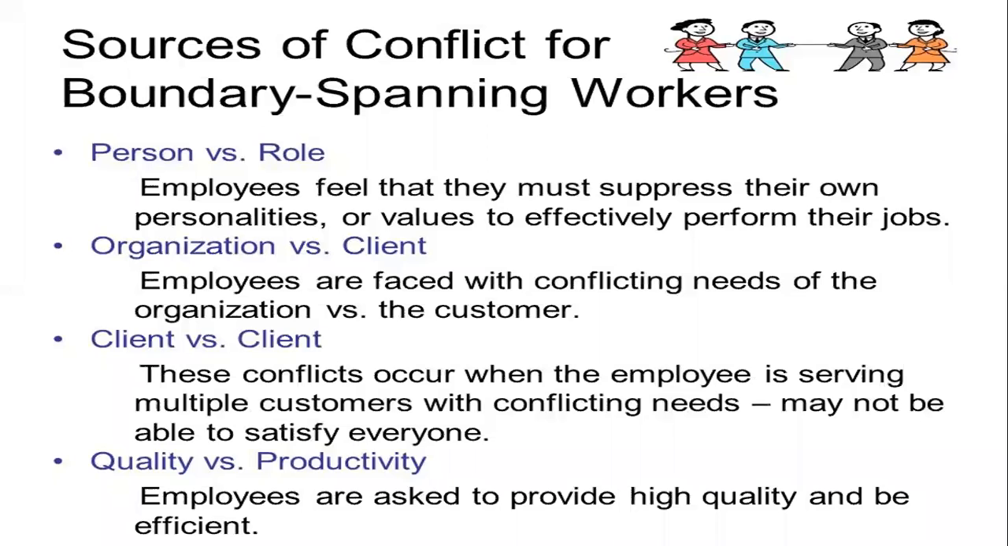Now, what are the conflicts which arise? Okay, these are important ones. Sources of conflict for boundary spanning workers. So there are 4 here, but actually the important ones are 3. Person versus role. A simple example, person versus role, I can give you.